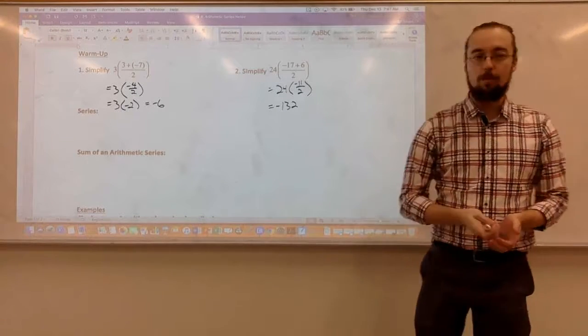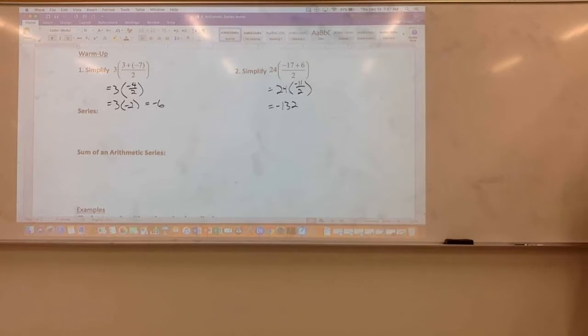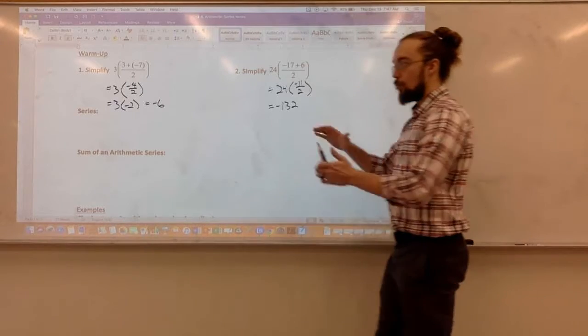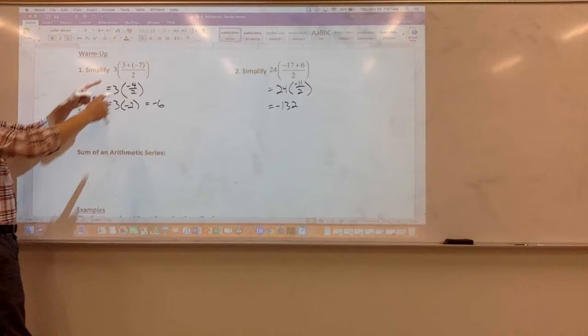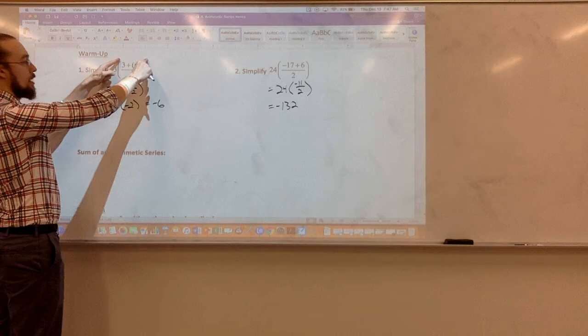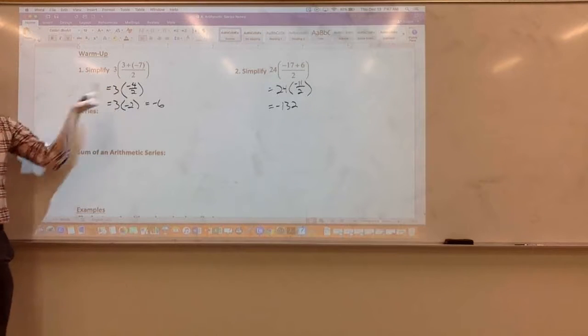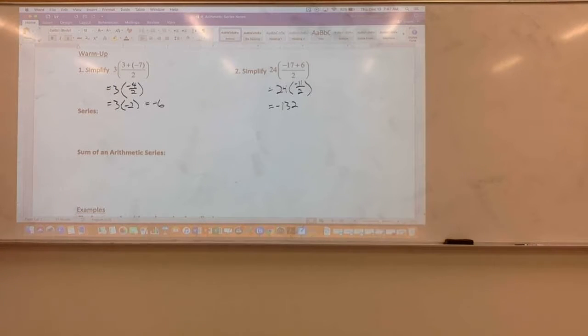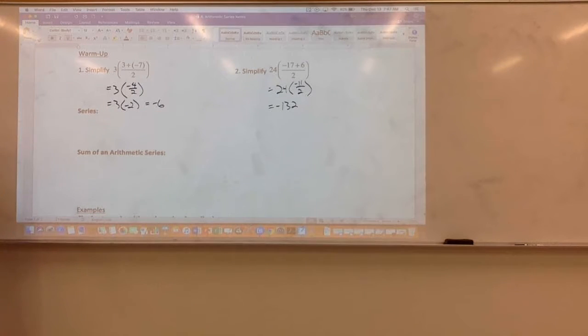Alright, so the warm-up here is just making sure that we understand order of operations. We would want to do what's inside of parentheses first. So we would want to take care of everything on the inside here. So I can take the 3 plus negative 7 and get negative 4. Negative 4 divided by 2 is negative 2. And then I'll take 3 times negative 2 and get negative 6.